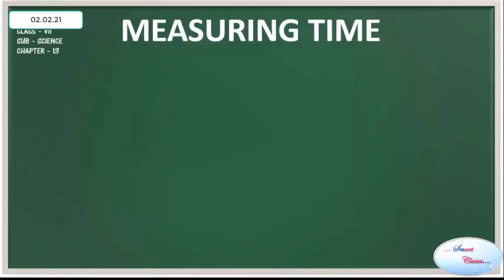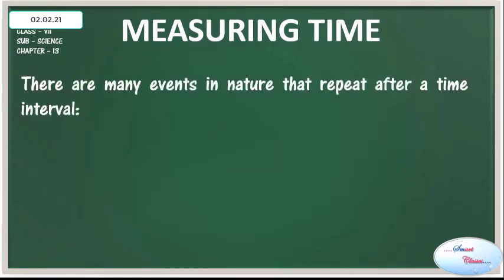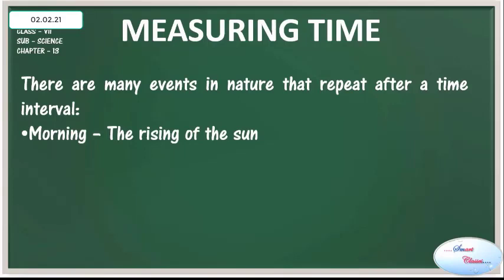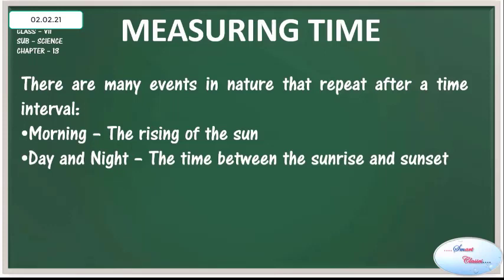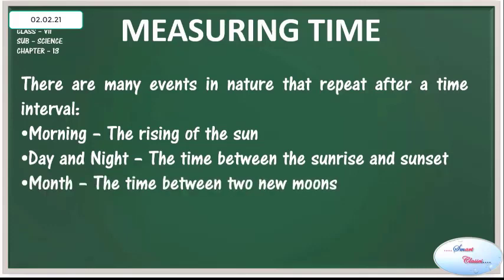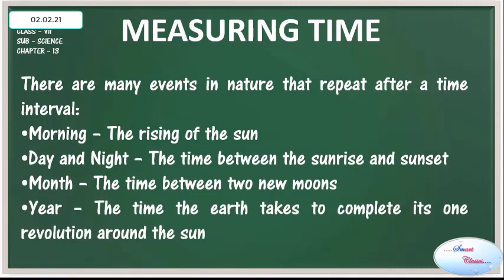There are many events in nature that repeat after a time interval, such as morning: the rising of the sun. Day and night: the time between the sunrise and sunset. Month: the time between two new moons. Year: the time the Earth takes to complete one revolution around the Sun.